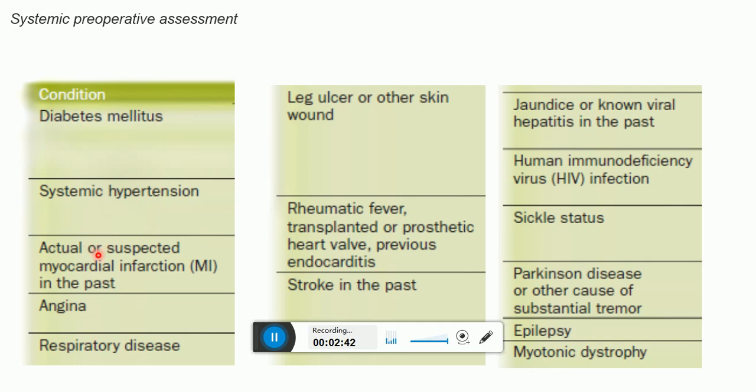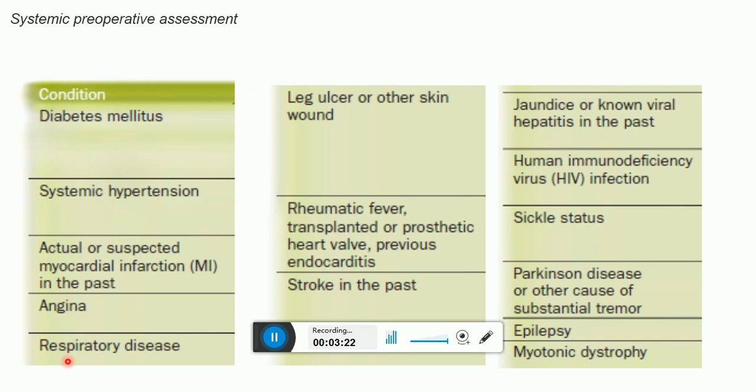And there is actual or suspected myocardial infarction in the past. So note the date of the MI and defer surgery for 3 to 6 months from the date of MI. Contact physician or anesthetist if concerns about current cardiovascular status. And there is angina. So ask if it is stable or well controlled. Bring glyceryl trinitrate spray on the day of surgery. And if unstable, contact physician or anesthetist. So glyceryl trinitrate spray is necessary.